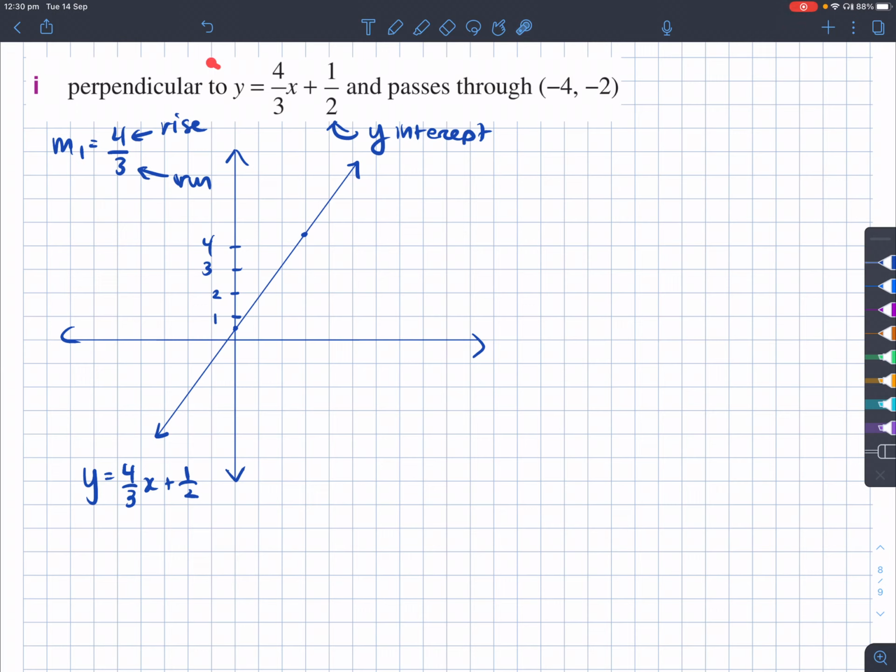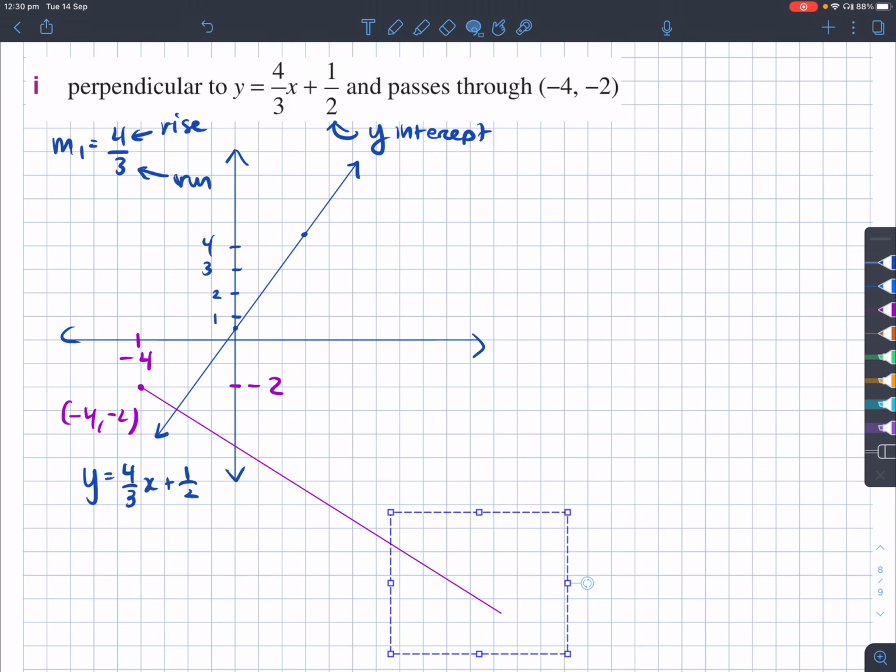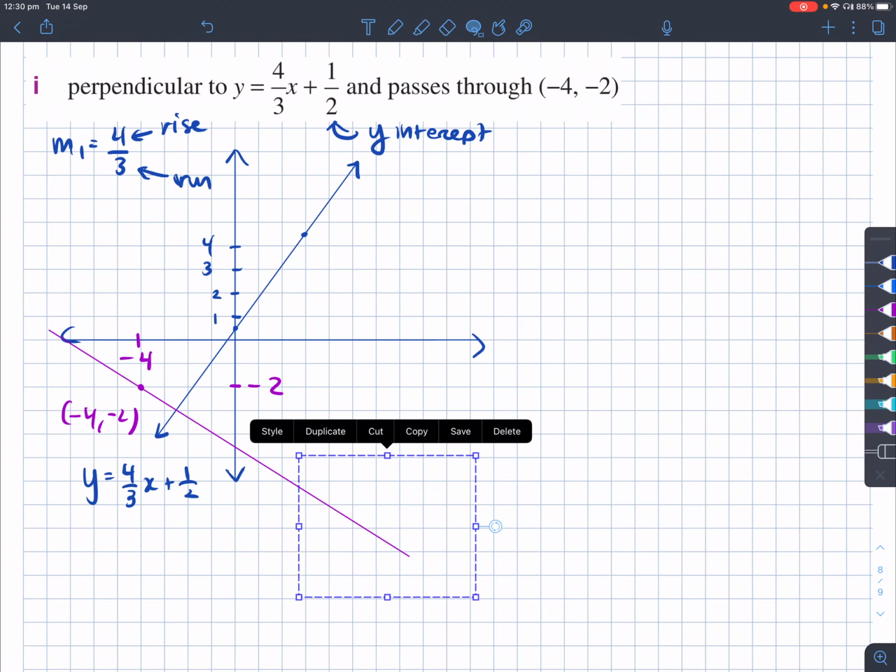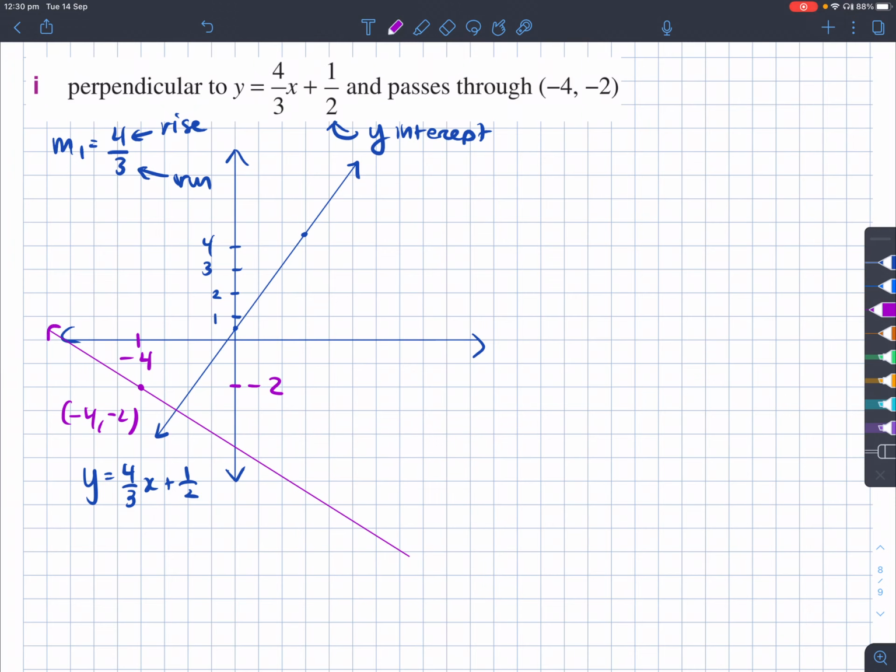But we're trying to find the line that's perpendicular to it, so it meets at 90 degrees and passes through (-4, -2). So (-4, -2) means 4 to the left, right there, and 2 down. Okay, so there's that point there, (-4, -2). If I have a line that is perpendicular to that, that means it crosses at 90 degrees, like this. So the purple line is the equation that I'm finding.